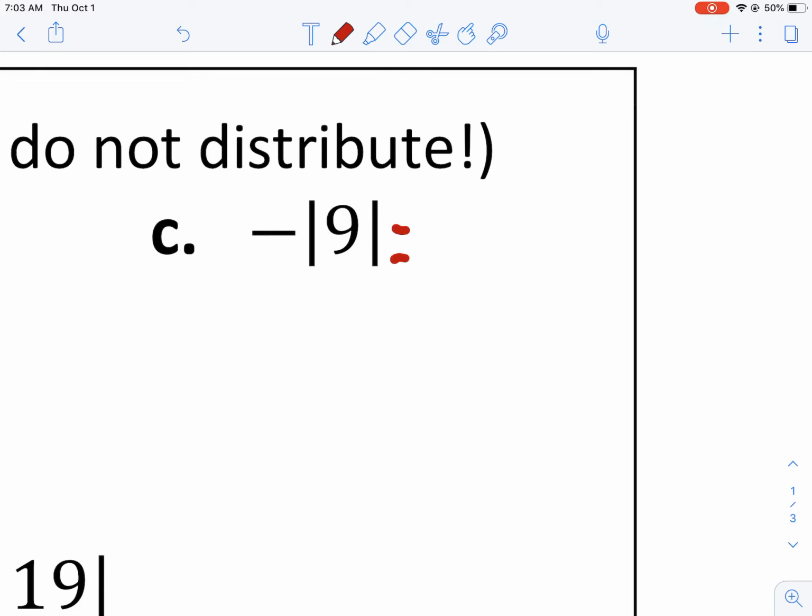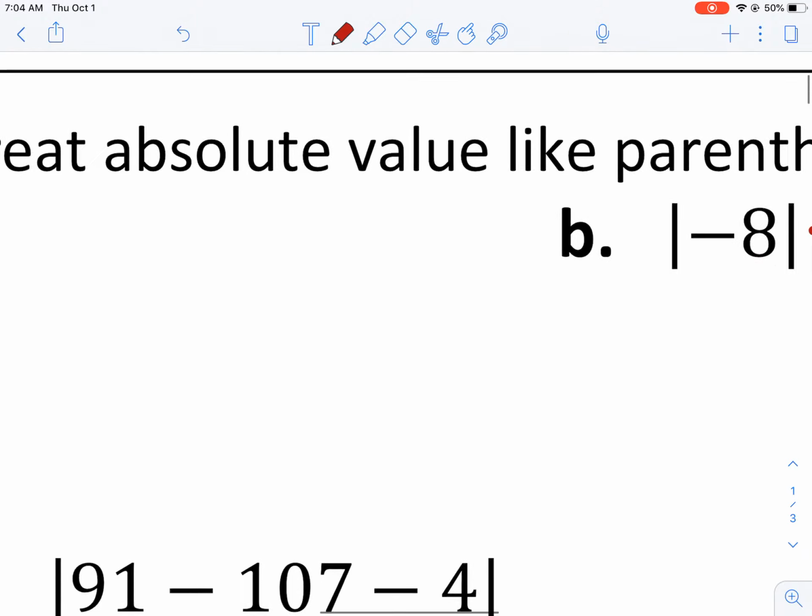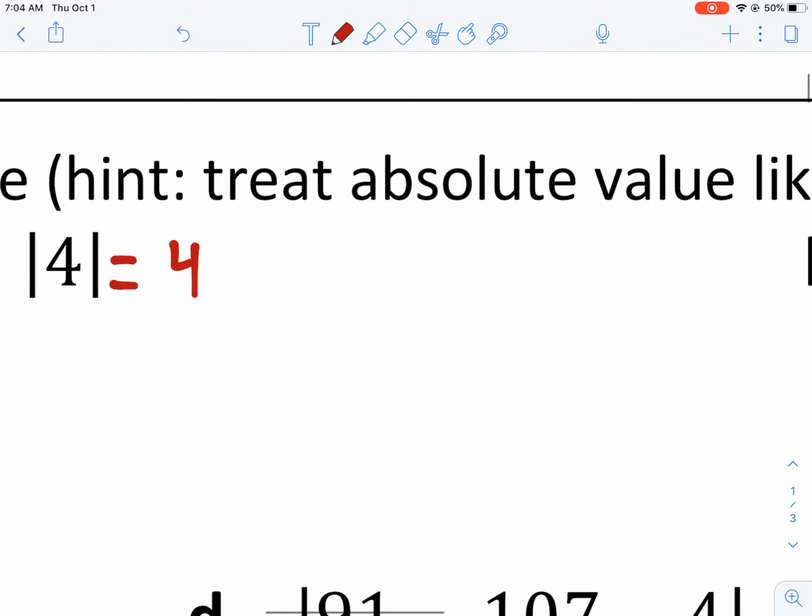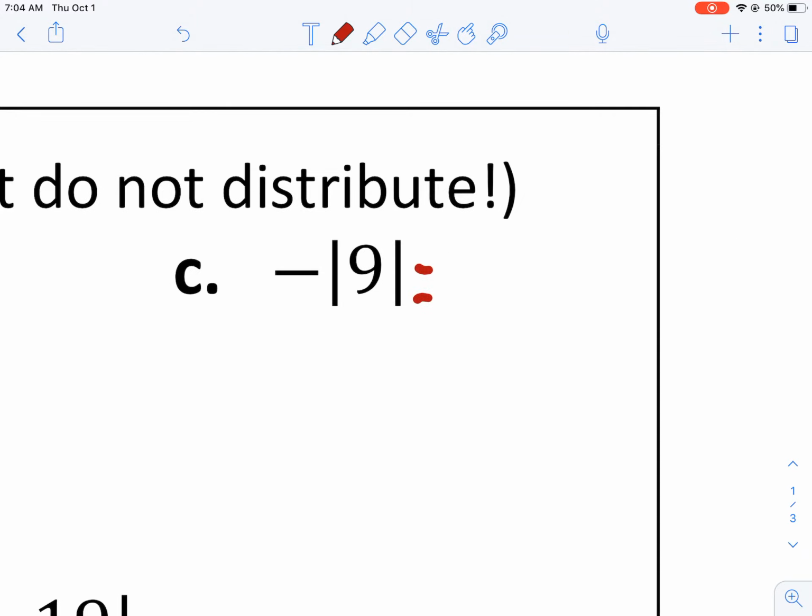All right, if a negative sign is out in front, right, then the 9 inside the absolute value stays positive 9. The absolute value sign goes away, just like here, right? This just became 4, except now we've got the negative sign out in front, right? So that negative sign stays out in front, and so this turns to -9.